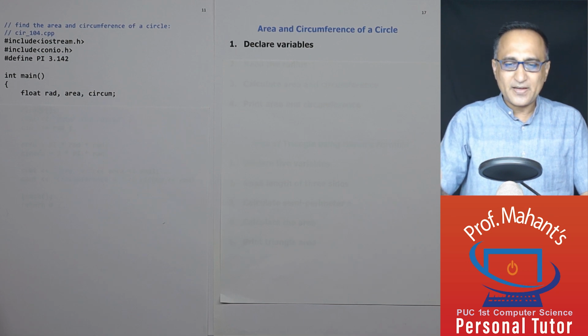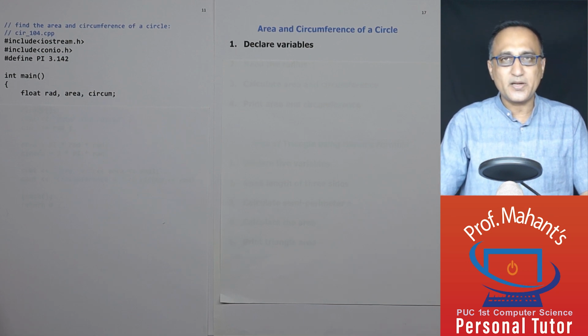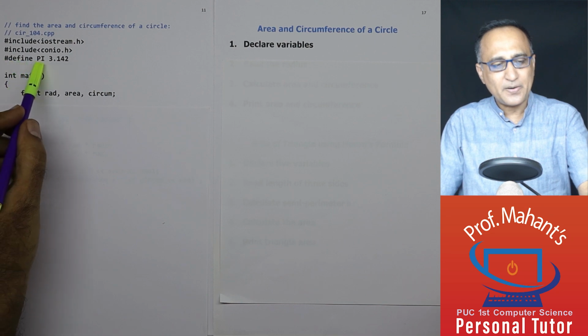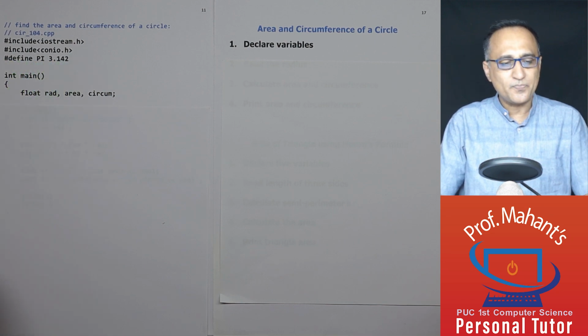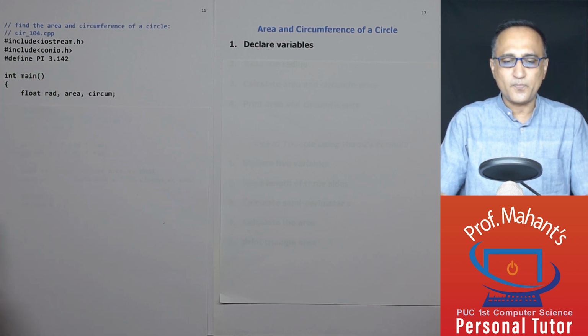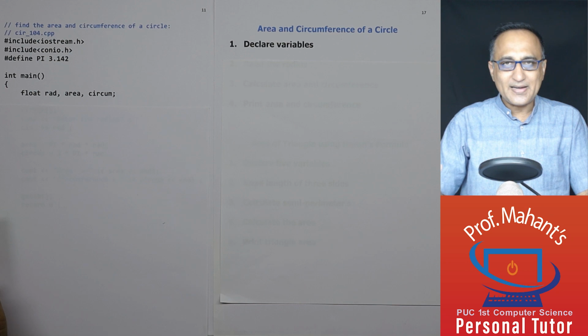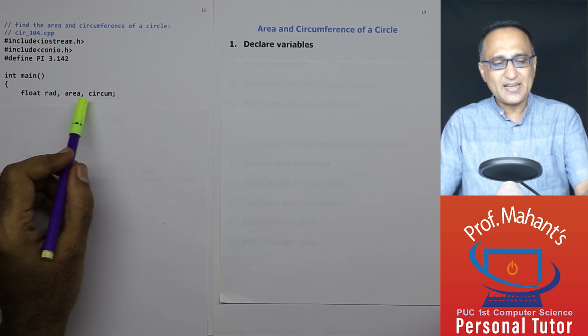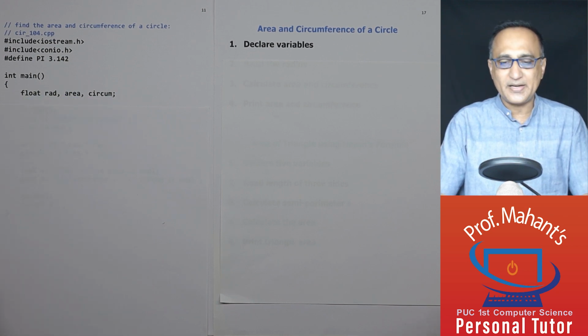Area is pi into radius square. Let us first identify what are the memory locations or variables we'll require. We'll require a constant value for pi because pi is not going to be entered by the user. It is a predefined constant. So we do something like this: #define pi 3.142. So I'll tell you what happens with this #define pi 3.142. Since the values of radius, area and circumference are likely to be real numbers, I declare variables radius, area and circumference as float type of data.